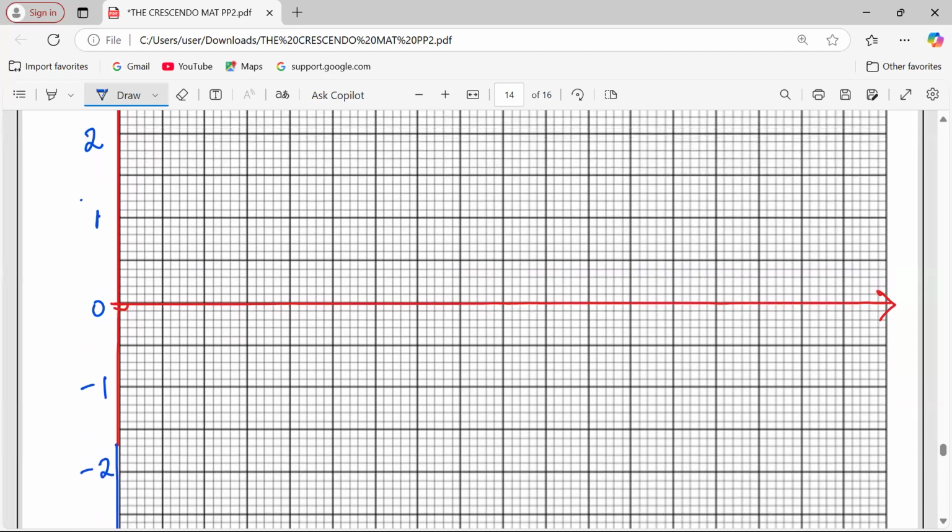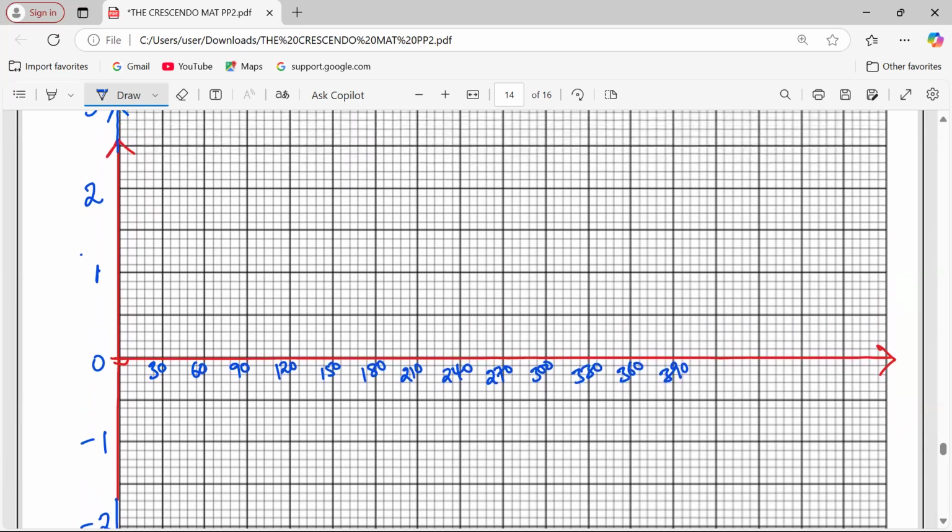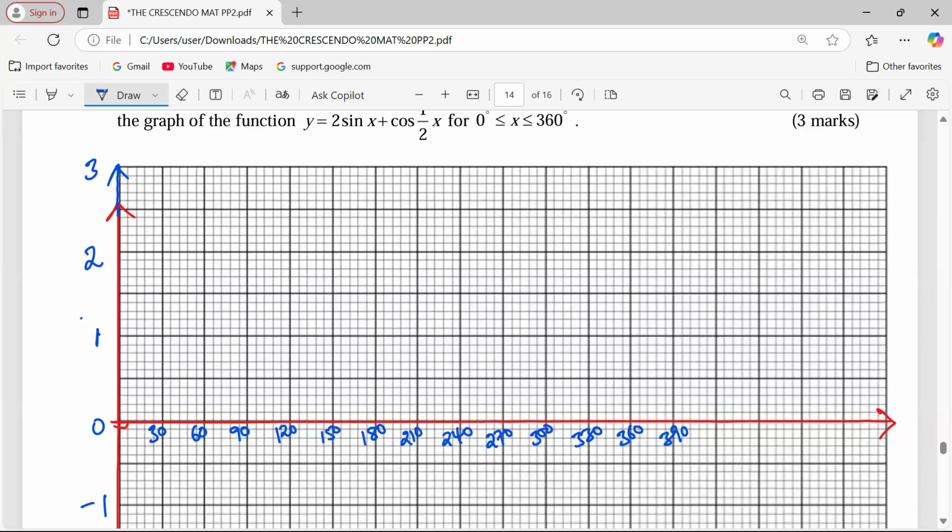On this other side now, 1 centimeter is supposed to represent 30. So 30, 60, 90, 120, 150, 180, 210, 240, 270, 300, 330, 360, 390, like that. Yeah, so we can now plot now that we have the scale. We can do some plotting.